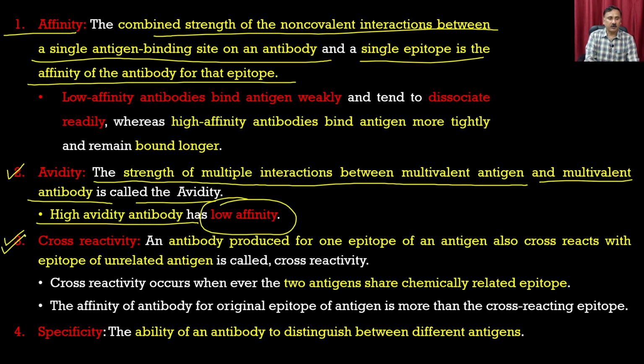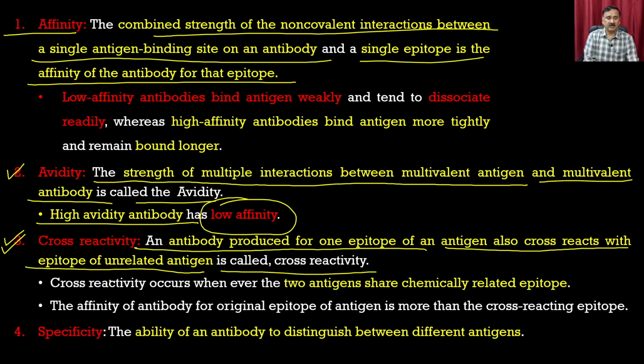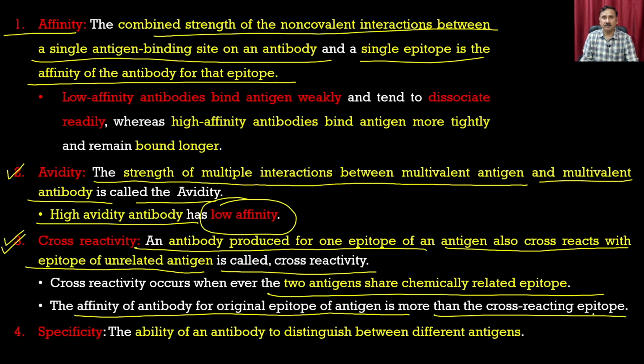Then you also have the cross reactivity. So an antibody produced for an epitope of an antigen may also cross react with an epitope on an unrelated antigen, and this is called cross reactivity. Cross reactivity can occur because the two antigens share chemically related epitopes, or the affinity of the antibody for the original epitope is more than for the cross reacting epitopes. Then you also have the specificity, the ability of an antibody to distinguish between two different types of antigens.